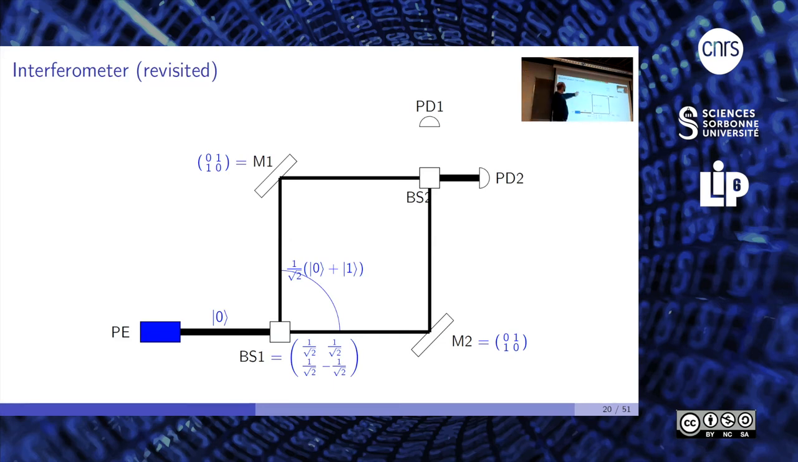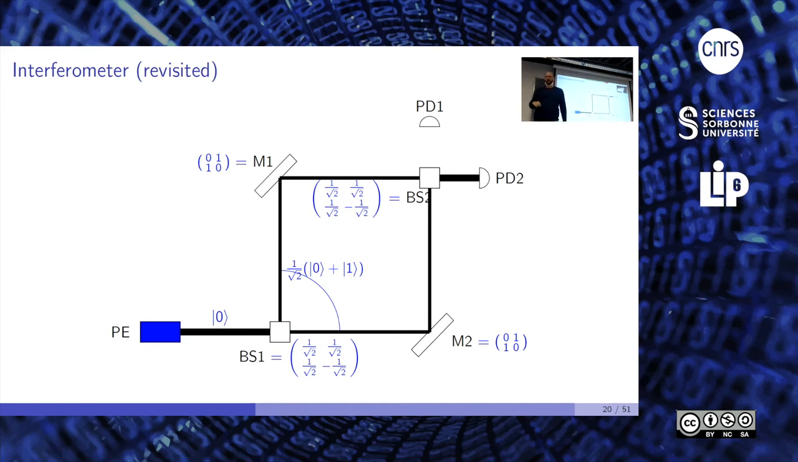Then when you apply the mirrors, we're just applying this X gate. So it flips zero and one between each other, mapping zero to one and one to zero, but this state remains unchanged. So when you apply these two mirrors, the state that you have here is the same as before, because this state is just an eigenstate of the X gate.